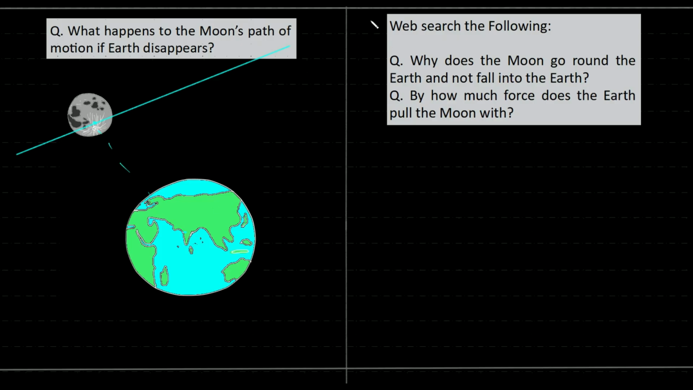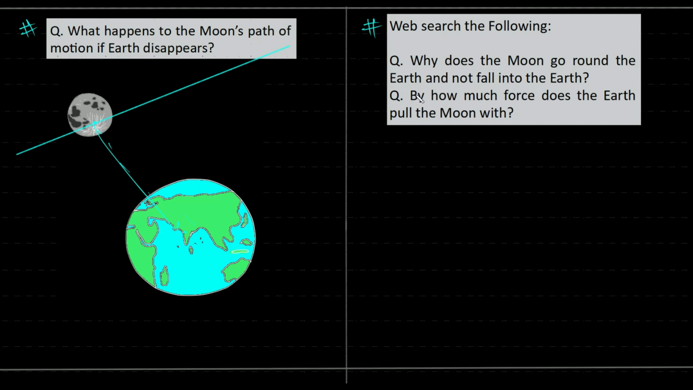So I have a suggestion for you. You can web search: why does the moon go around the Earth and not fall into it? We have a force which is pulling it towards the Earth. Why is it that it's not falling towards the Earth? Think about it. You can web search it.